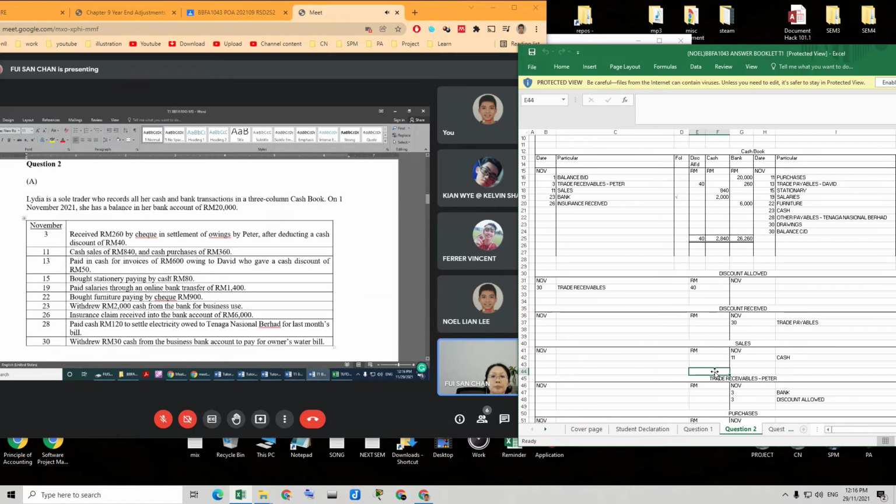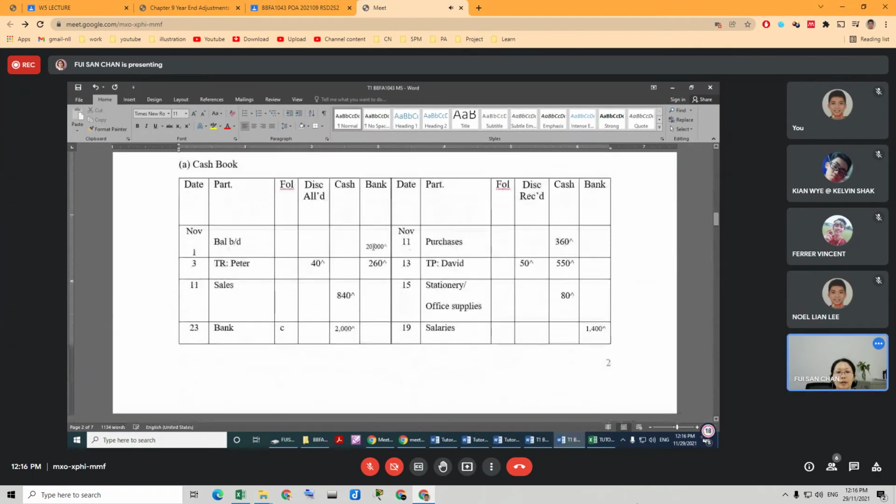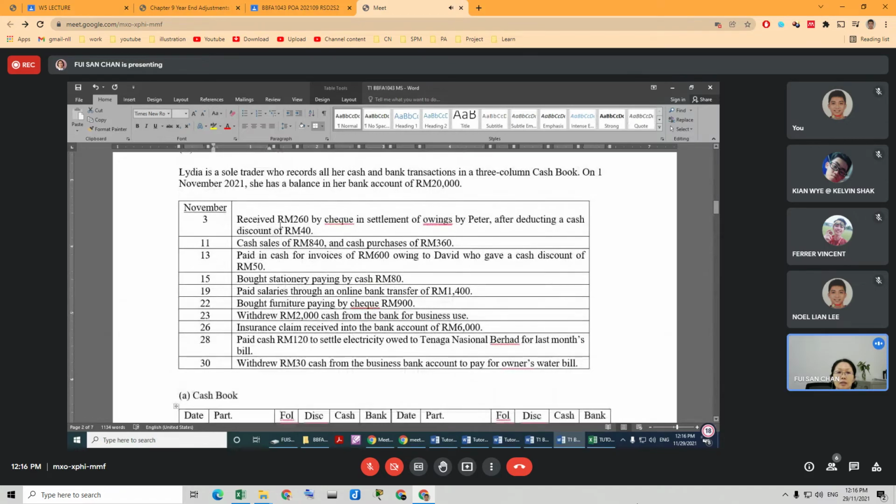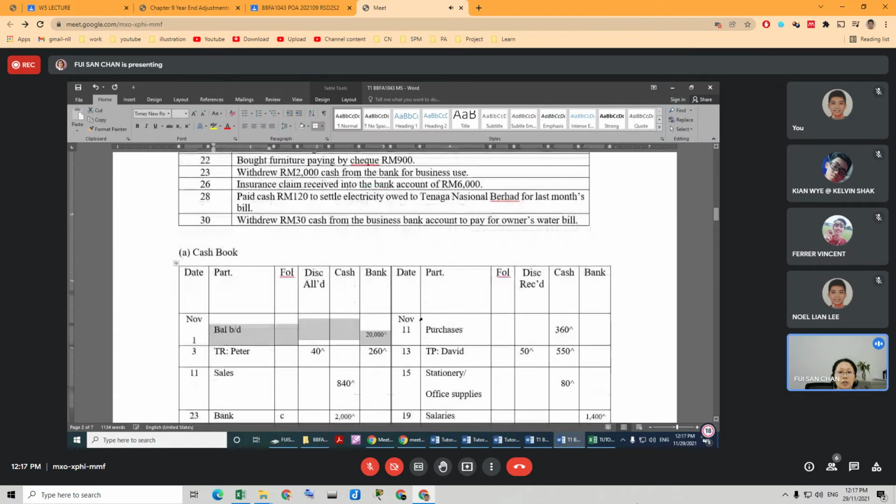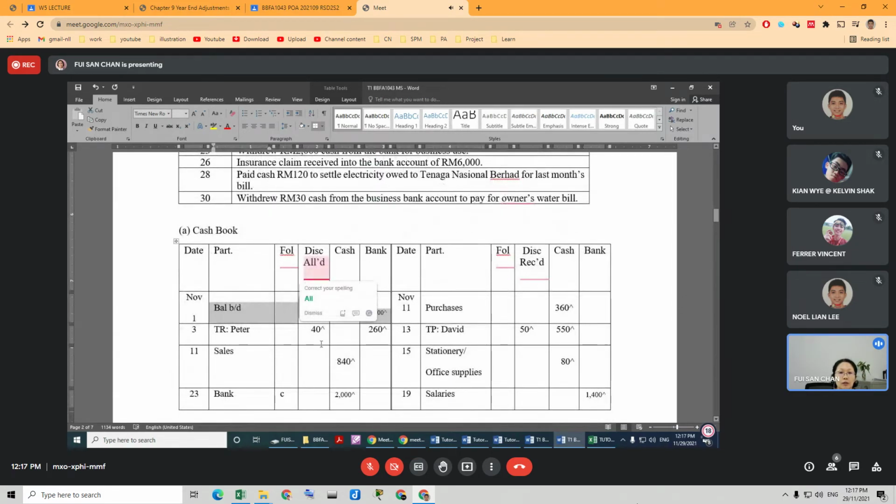Come to the answer. So here you have an opening balance, so you should put balance b/d, 20,000 at bank. You follow what the question says. And then on the third, received 260 by cheque in settlement of amount owing by Peter after deducting a cash discount of 40. We received 260 after deducting 40, so originally it's 300. So discount allowed 40 and bank 260. This one no problem.